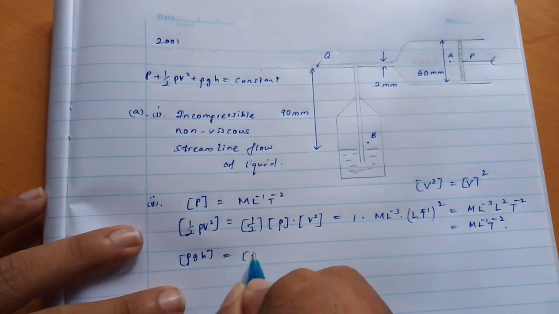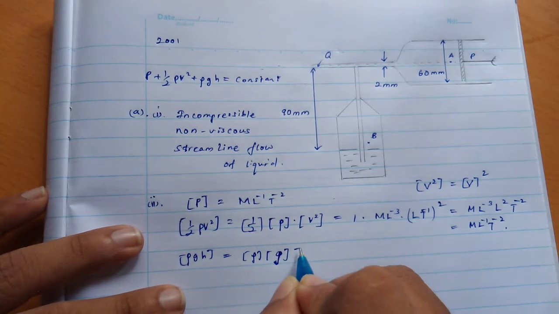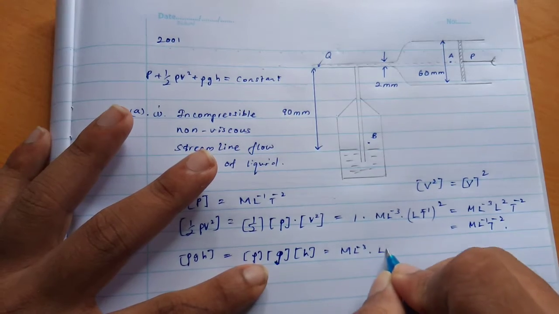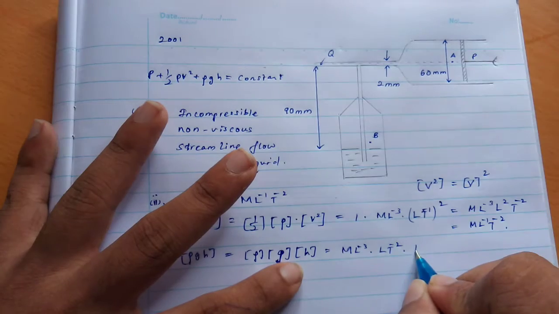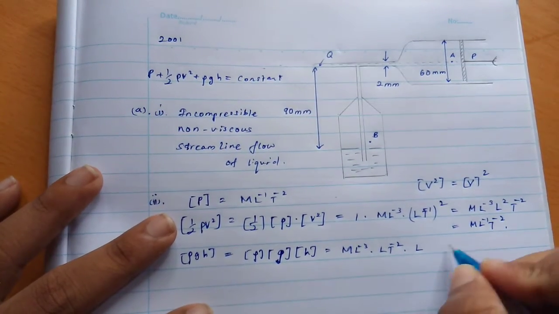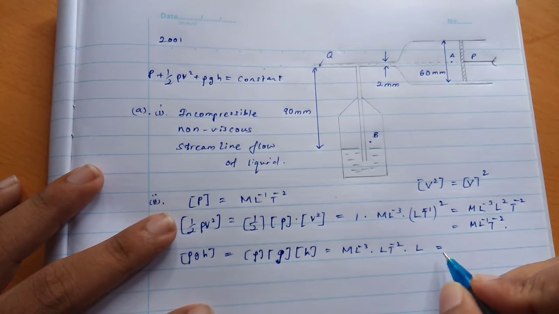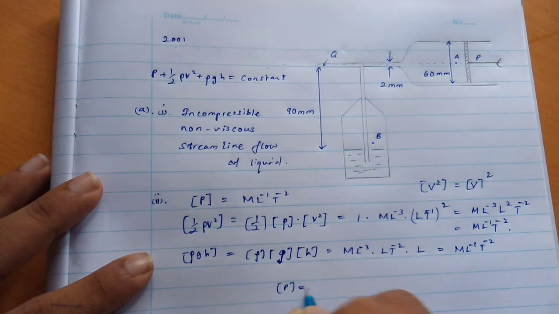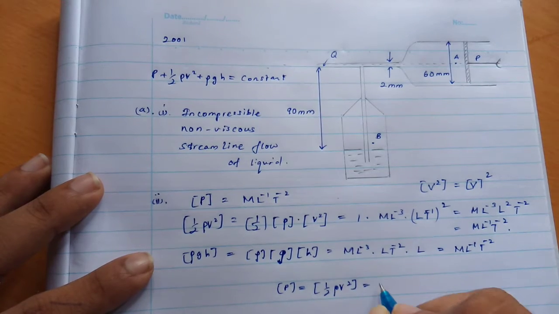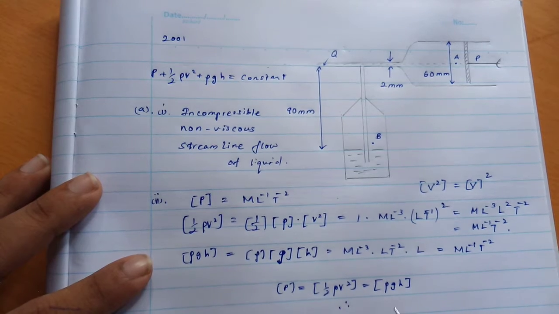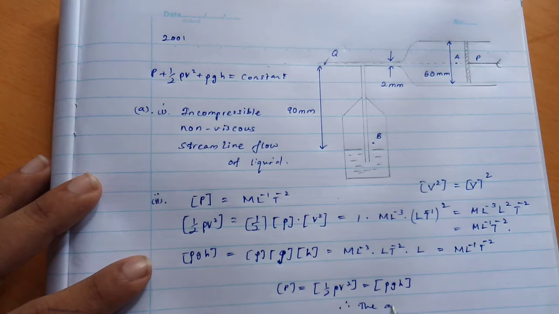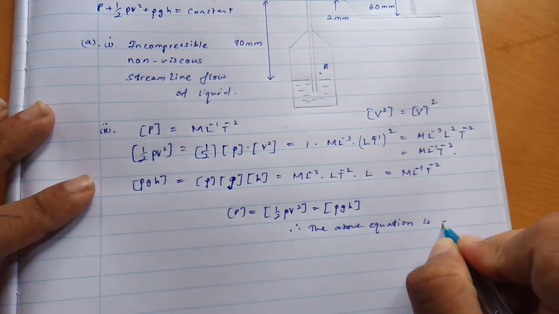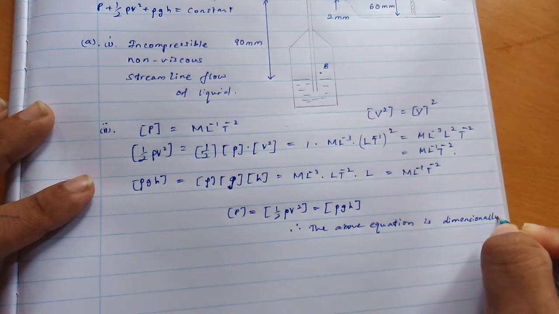Let's see, so the dimension of rho times the dimension of g times the dimension of h. Density has the dimension of M L minus 3, and the gravitational acceleration, which is an acceleration, has the dimension L T minus 2, into a length, the dimension of a height. So we get here M L minus 1 T minus 2. So we can see each term has the same dimension, so I can write the dimension of P equals the dimension of half rho V squared equals the dimension of rho g h. So therefore the above equation is dimensionally correct.